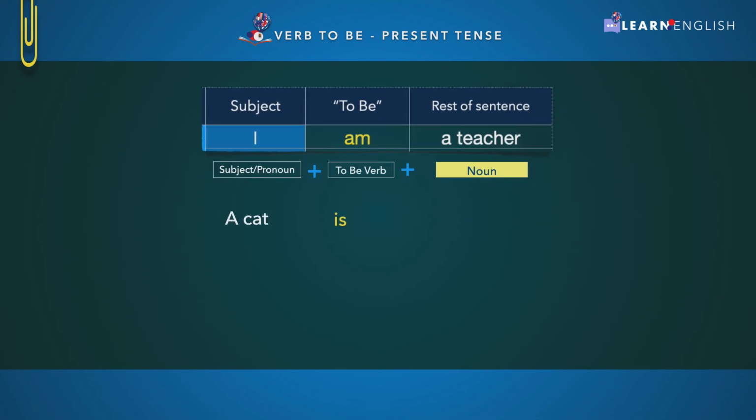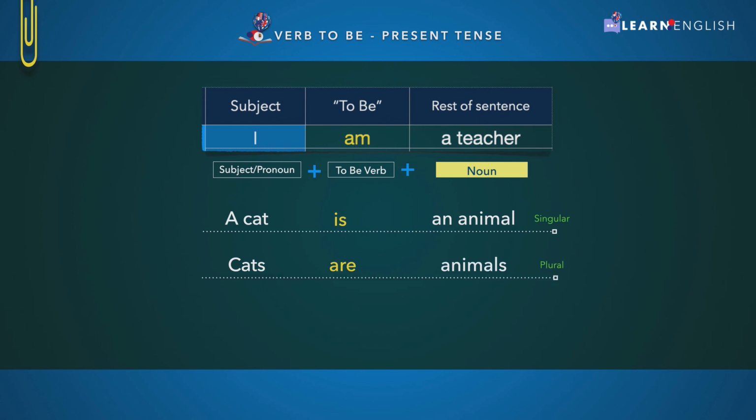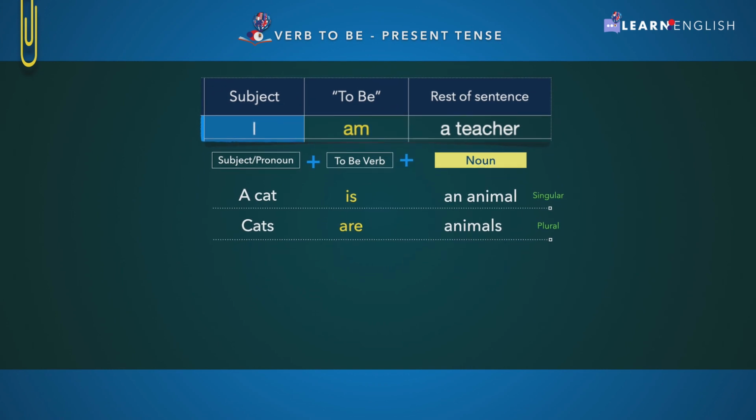A cat is an animal. This is a singular sentence. We can transform this sentence to plural. Let's see. Cats, a plural noun. The verb to be in plural as well. And animals, also a plural noun. Cats are animals.